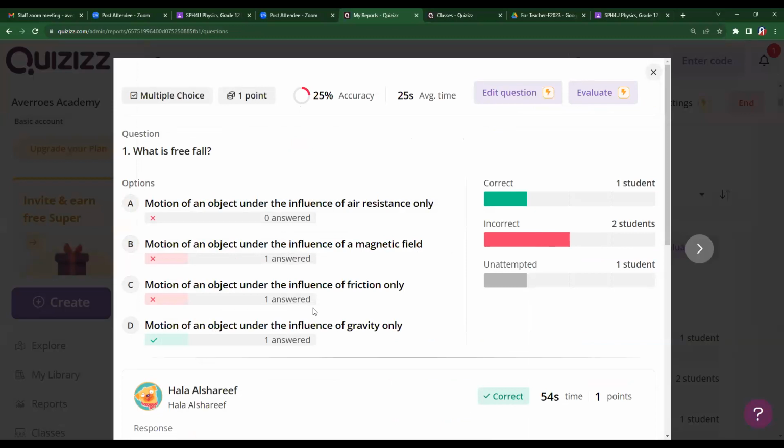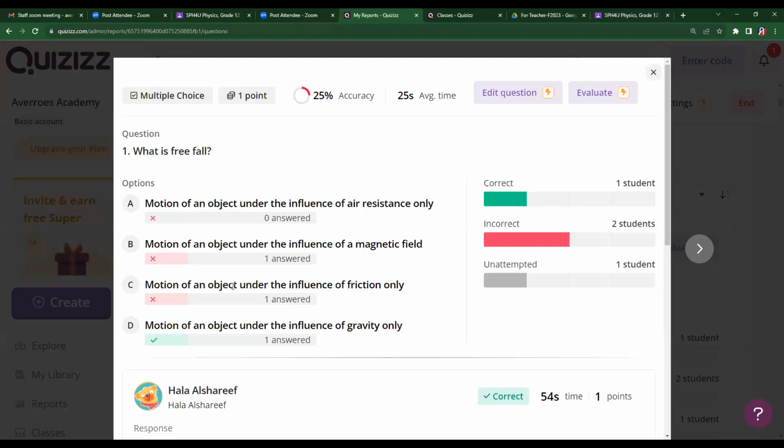So girls, are you here? Hala, Larin? Yes, I'm here. Okay. So do you remember in which unit we learned about free fall? Does it relate to electricity, magnetism, forces, kinematics?